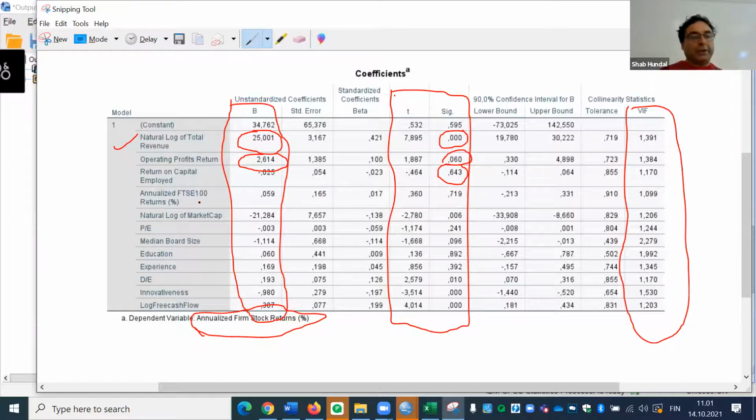What is the sign? What is the value? So I have this tick, and this cross. So we have proved that return on capital employed has no impact on the company's stock return.